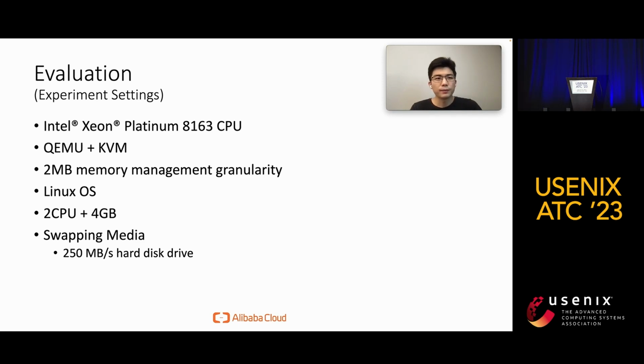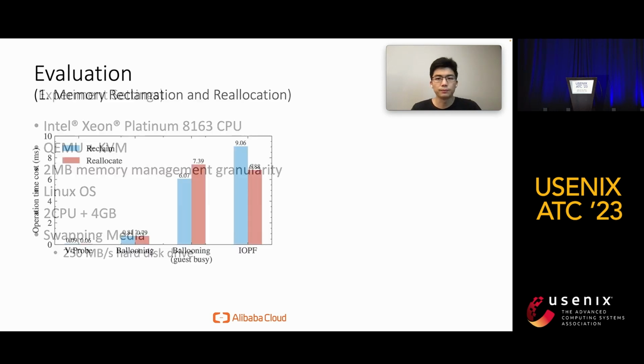Now comes the evaluation. Here are the experiment settings of our evaluation. The experiments are based on the hardware architecture of the Intel CPU. The hypervisor is based on coIOMMU and KVM, and the hypervisor manages the host memory in 2 megabytes granularity. The guests in our experiments run Linux OS and each is equipped with 2 CPU cores and 4 gigabytes main memory. The storage media we use for memory swapping is a hard disk drive with 250 megabytes per second I/O throughput.